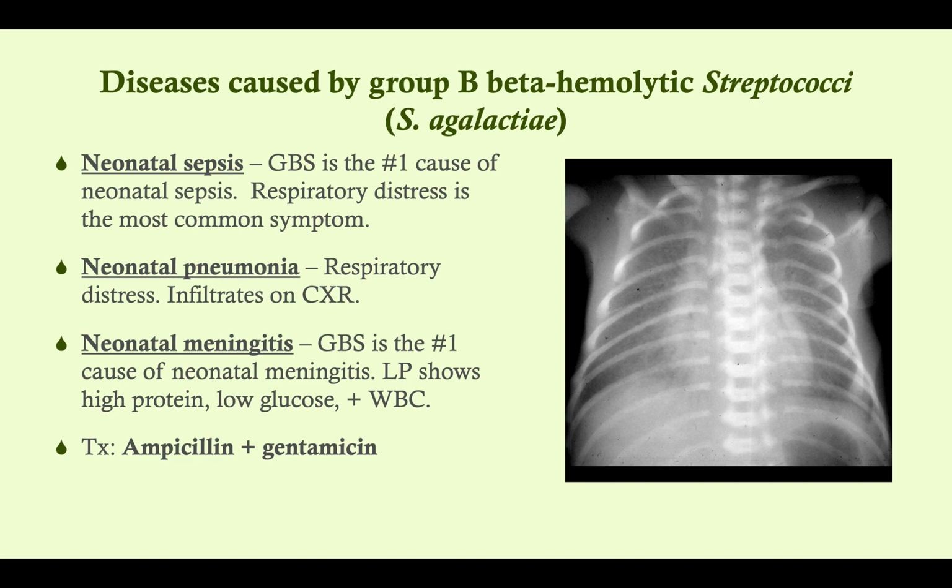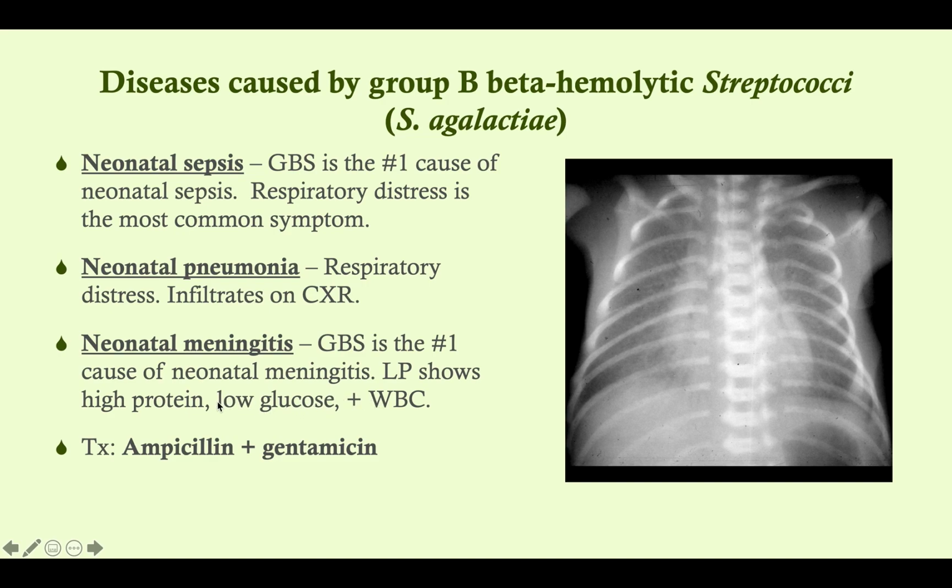So I like to remember bacterial meningitis as having a high protein, low glucose, and positive white count, as opposed to viral meningitis. So both viral and bacterial meningitis will show a high protein in the lumbar puncture. Okay, great. Glucose is what will be different. So with viral meningitis, your glucose will be normal. With bacterial meningitis, it'll be low. And the way I remember it is that bacteria eat glucose. And so if you have bacteria in your CSF, your glucose will be low. And then your white count will be elevated.